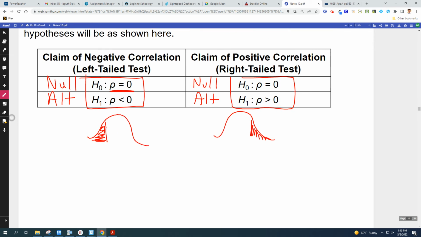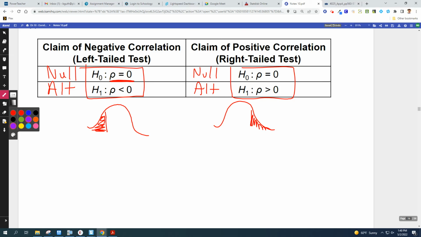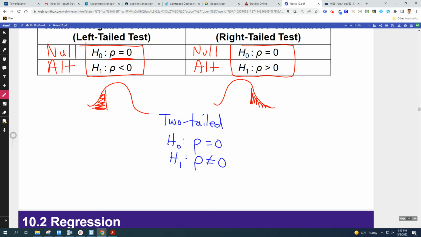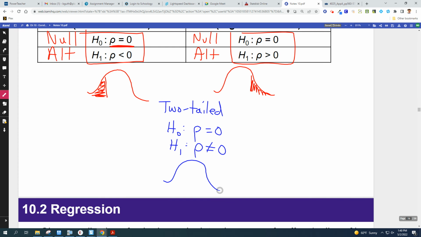But for a right tail, it looks like this. And then I guess the difference here is if you've got two-tailed, the null rho equals 0, and the alternative, it's not equal 0. And so two-tailed looks like this.